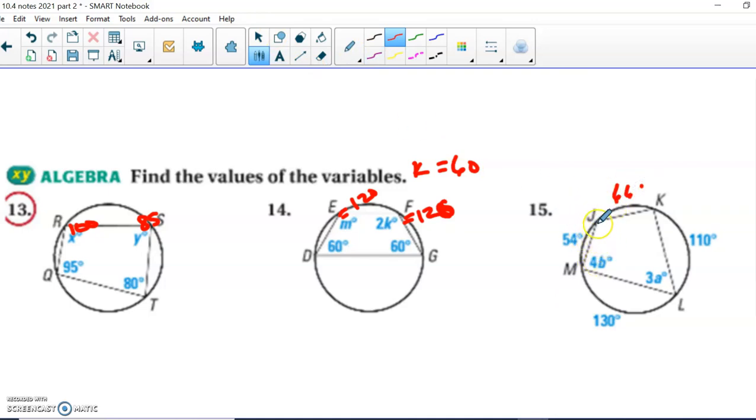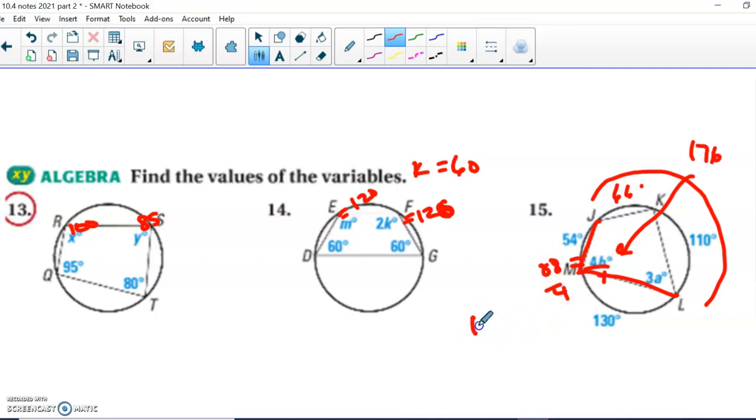Okay, so now for B, you can see B uses this arc. It's the intercepted arc. It's 110 plus 66, or 176. And big to little, we're going to cut that in half. 176 divided by 2 gives us 88. So I know that angle is 88. Divide by 4. It looks like the value of B is going to be 22.